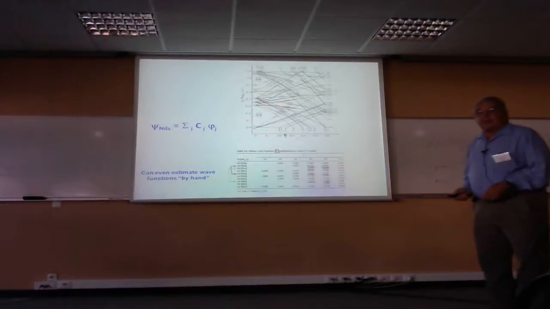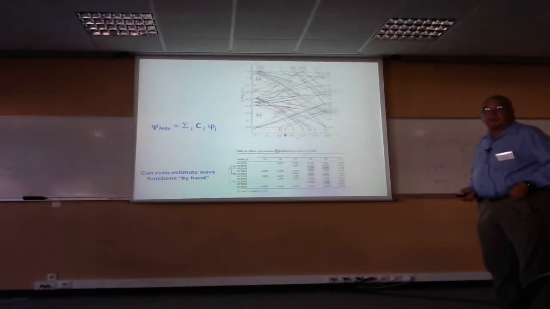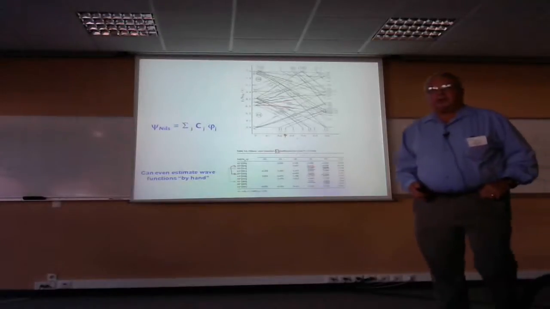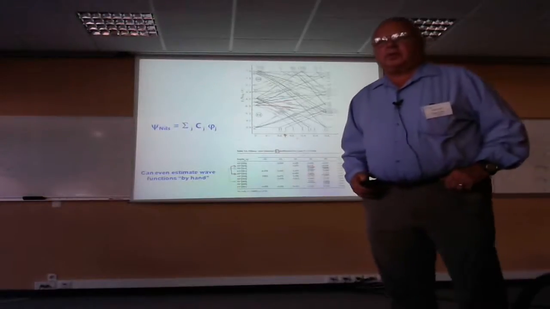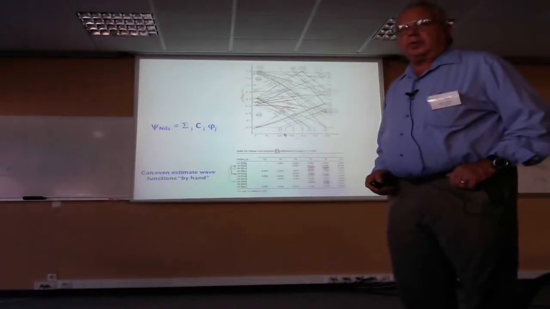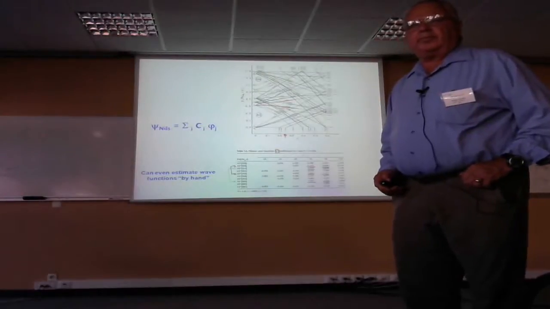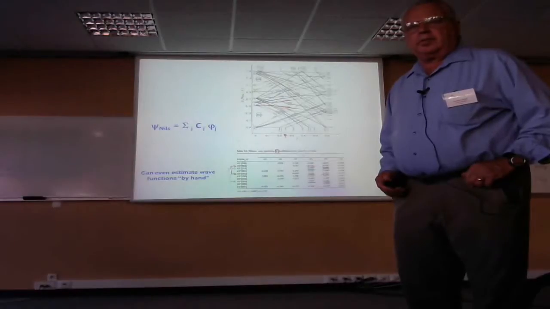Okay? So you can actually estimate the Nilsson wave functions by hand just simply by looking at the diagram. Yes? So we can use this diagram, the energy and the deformation, and then go and say, okay, I have that energy and that deformation, and then I choose those lines. Okay, so this should be the orbit.